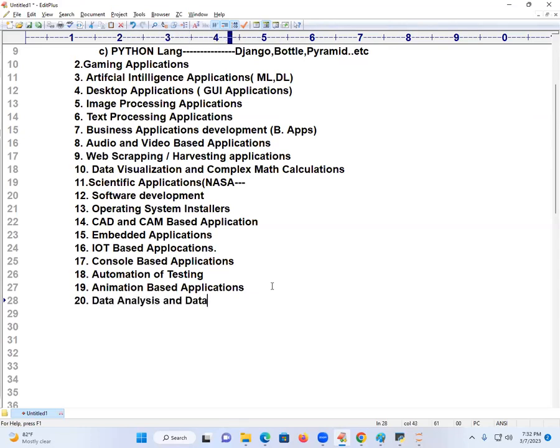And data analytics applications. Data analysis means what? Studying the past and suggesting how to improve the business. A college is running under losses, and that college owner contacted one analyzer. He studies the past and he will say how to enter into the growing stage.